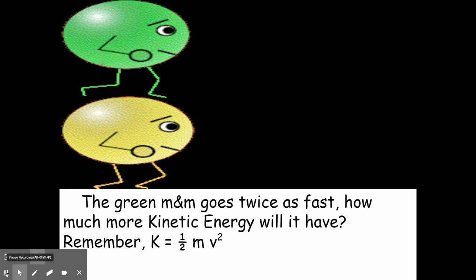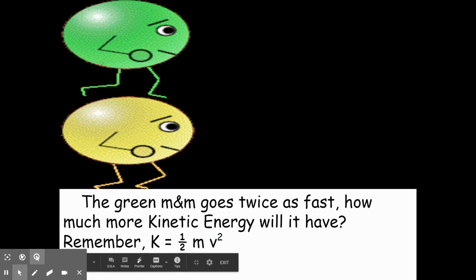So in this problem, the green M&M is going to go twice as fast as the yellow M&M, and I want you to think about which one is going to have more kinetic energy and how much more kinetic energy it is going to have. Go ahead and pause this video and do it.